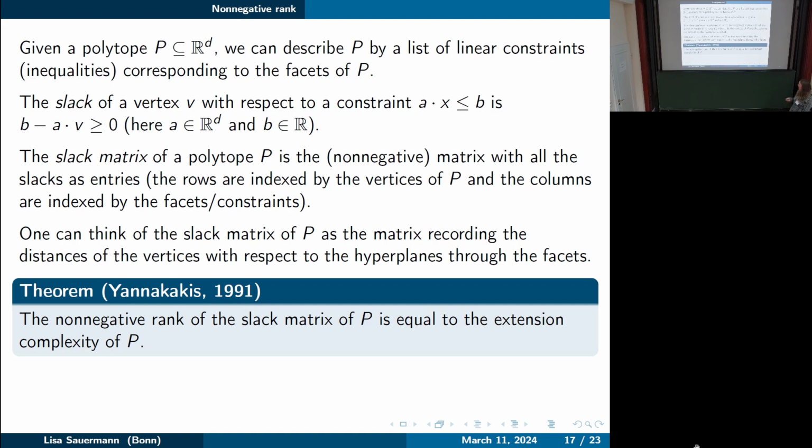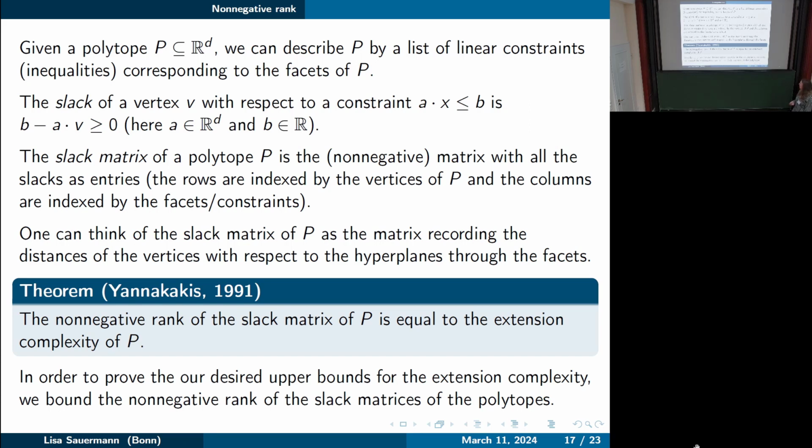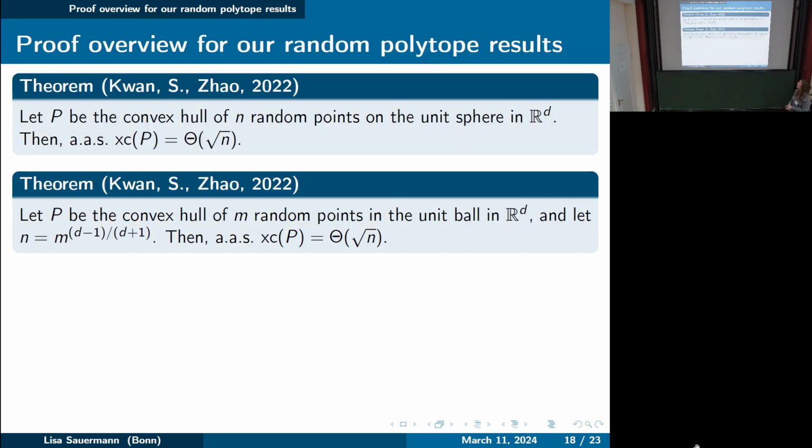So that's a very old connection. Okay, but that now motivates why non-negative rank is important here, because you can now study the extension complexity of a polytope by studying the non-negative rank of its slack matrix. And so in order to prove our desired upper bounds for the extension complexity for these random polytopes, what we actually do is we bound the non-negative rank of these slack matrices of the polytopes. Okay, so let me now give an overview of how we actually do this.